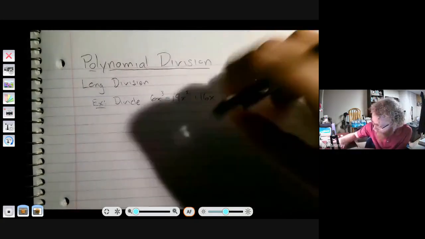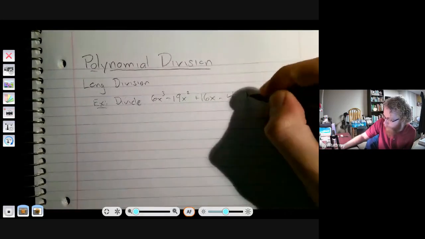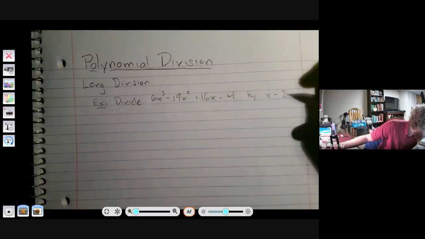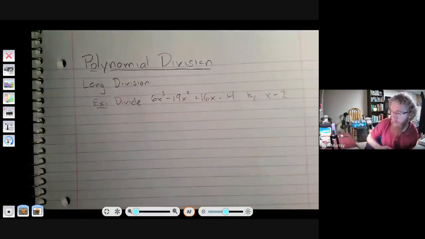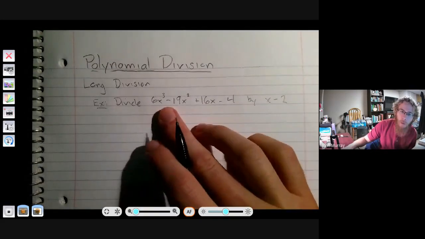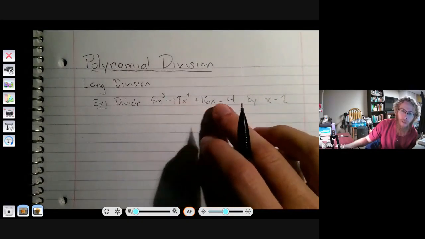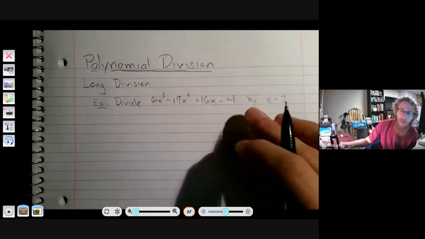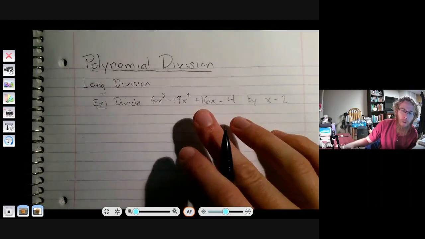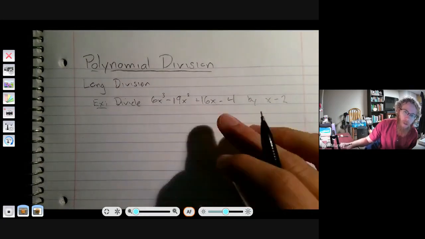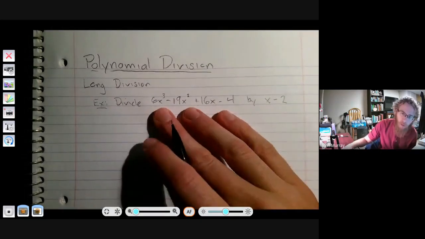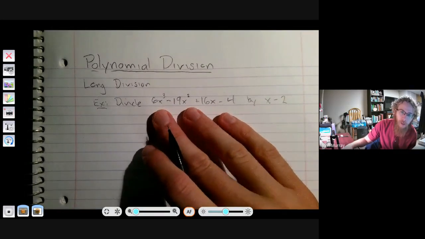Minus 4. Okay, so here we're going to divide 6x cubed minus 19x squared plus 16x minus 4. We're going to divide that by x minus 2. Now, one of the reasons that we would do this is to help us factor. Okay, so right now this polynomial would be pretty tricky to just factor by itself.